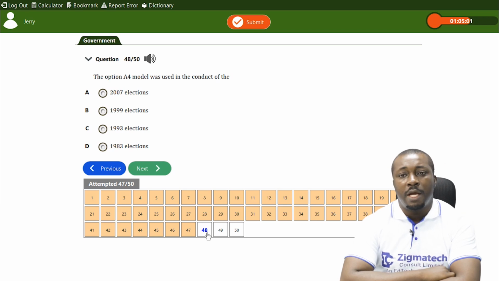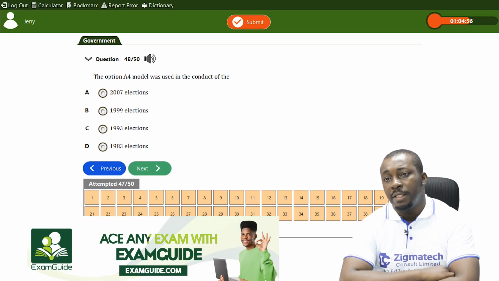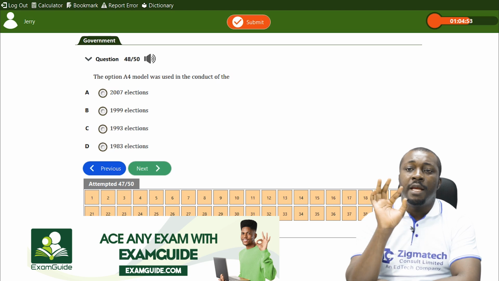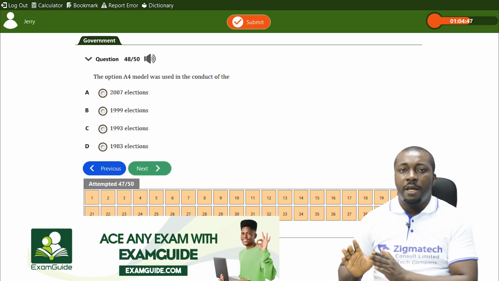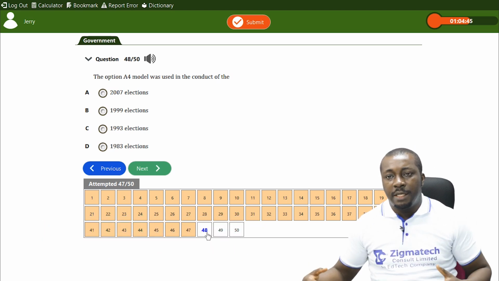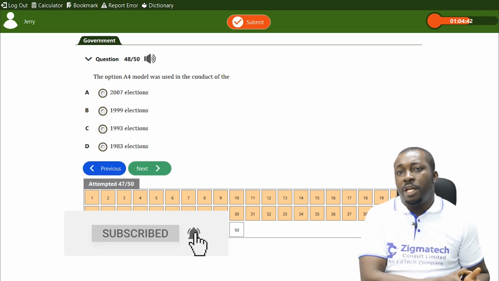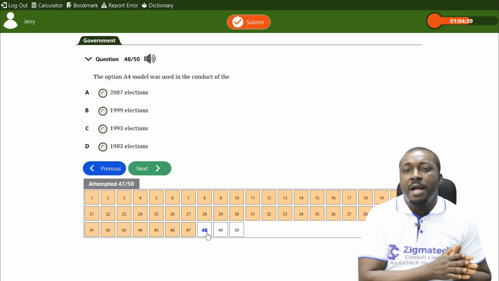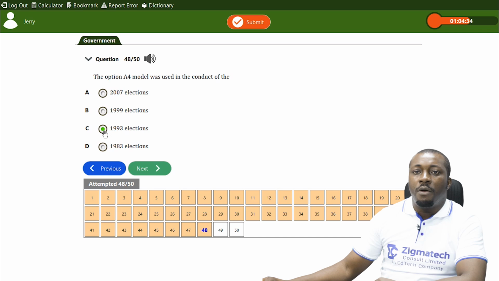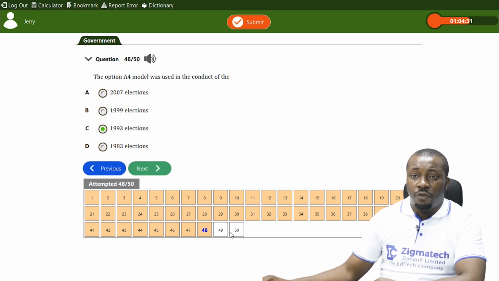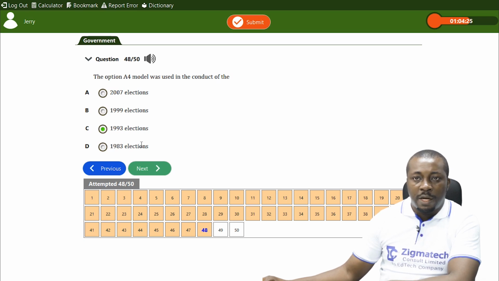Option A4 was an open ballot system where people would queue behind the poster of their candidate, and after that, they would do the voting. Now, the voting would be used to cross-check whether the people that queued behind this candidate synchronize with the voting actually for a particular candidate. Now, it was in the 1993 general elections that we had the Option A4 model, which was introduced by Professor Humphrey Nwosu. It's not the 1983 election, it's not the 2007 election.